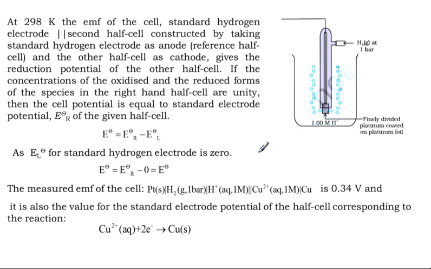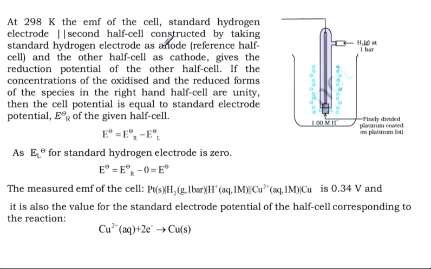Okay, listen to what is happening here, at 298 K. Now we are discussing one cell with the left side being the standard electrode, and on the right side the electrode whose standard reduction potential is to be evaluated. So at 298 Kelvin, the EMF of the cell has the standard hydrogen electrode on the left side, and the right side is the second half cell, constructed by taking the standard hydrogen electrode as anode.